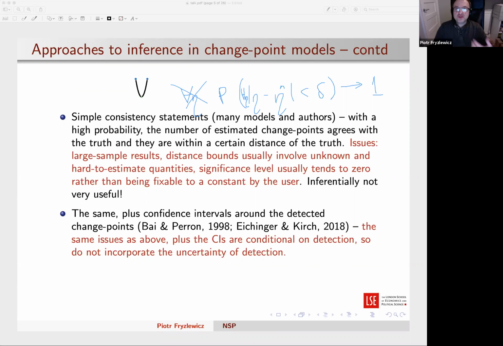They are typically not very useful for inference because this delta here will often depend on the properties of the signal, which I don't know much about. For example, minimum spacing between change points, or minimum jump sizes. So inferential statements of this kind are not very useful in practice, not to mention the fact that I have this convergence here, which again, I don't know if it's happening or not for my particular signal. But people study these things, and it's just that they are not very inferentially useful.